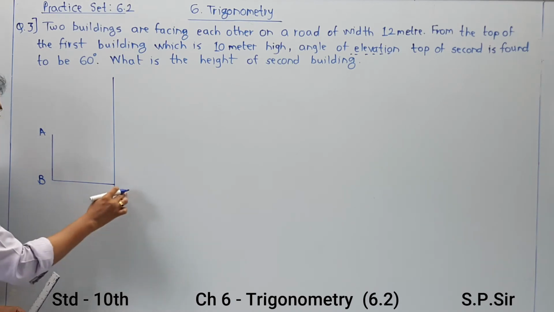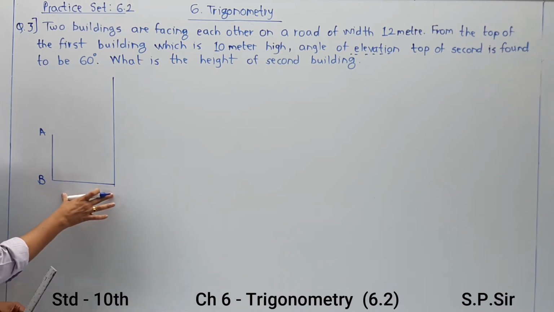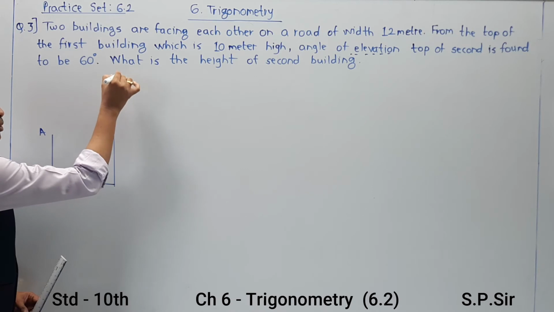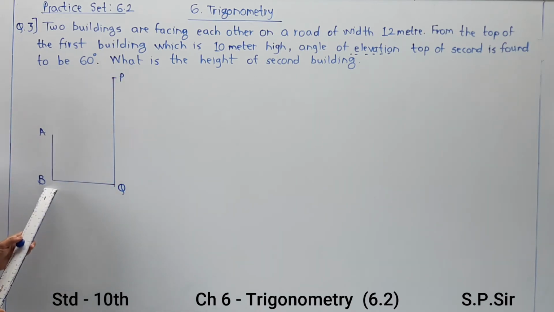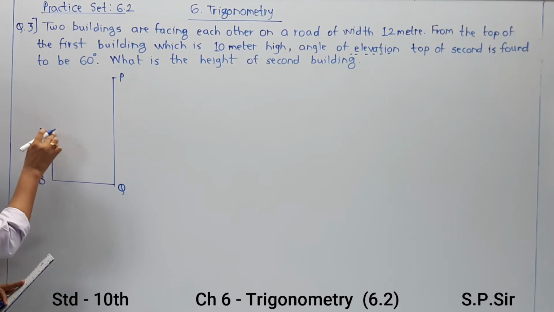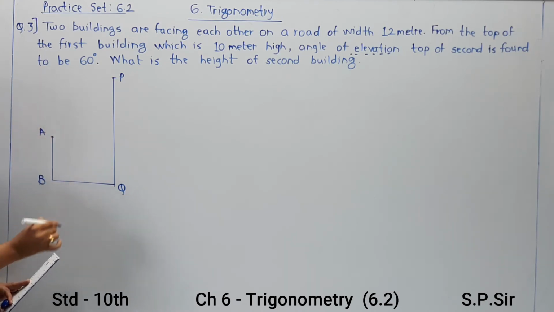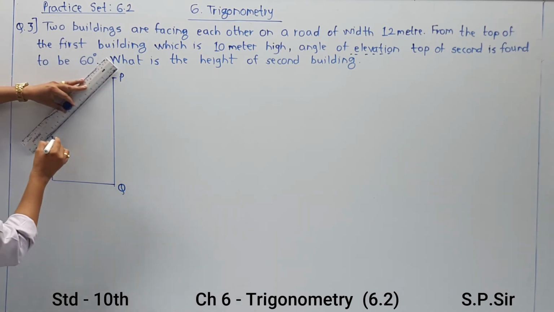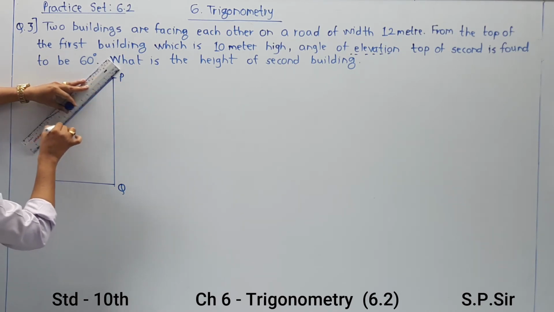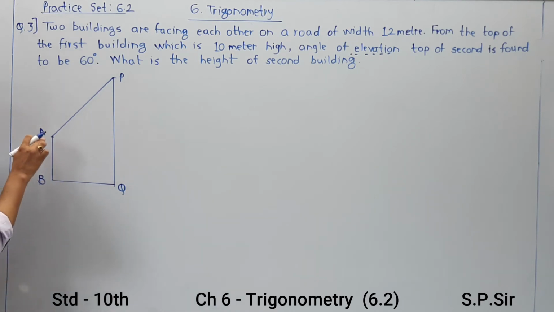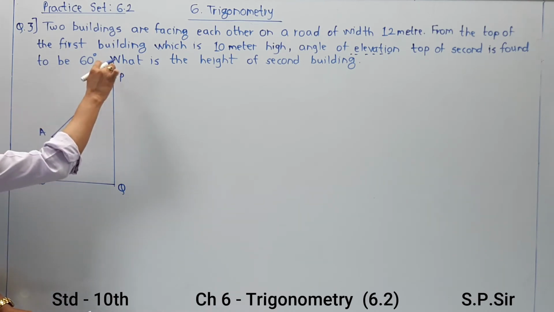Next, for the second part, this is the width of the road. For the second building I am going to call it PQ. So AB is my first building and PQ is the second building. And as per the condition, the observer is observing from the top of the first building to the top of the second building. In this way you are going to make the observation. So your observer is observing from this portion over here.